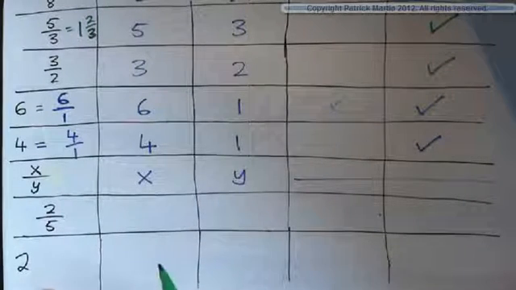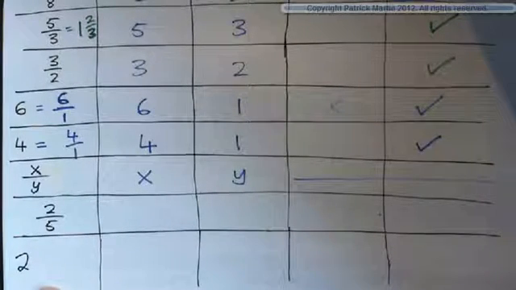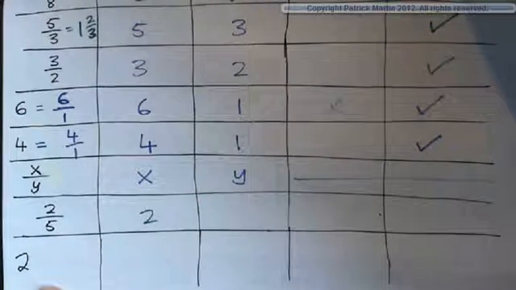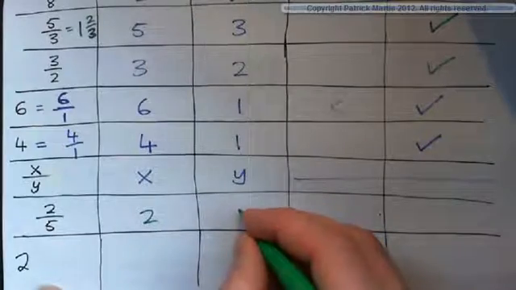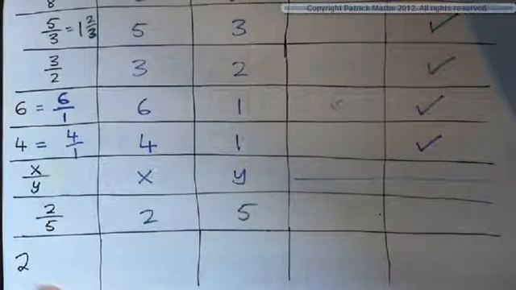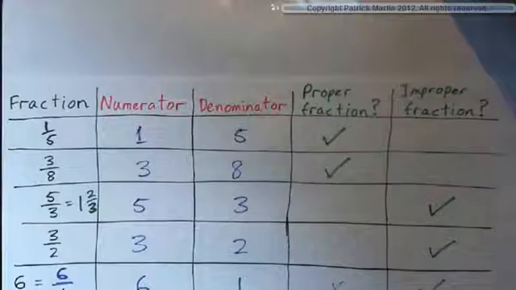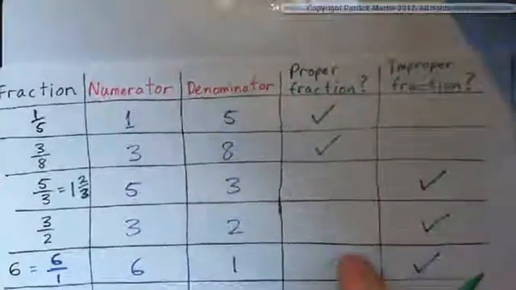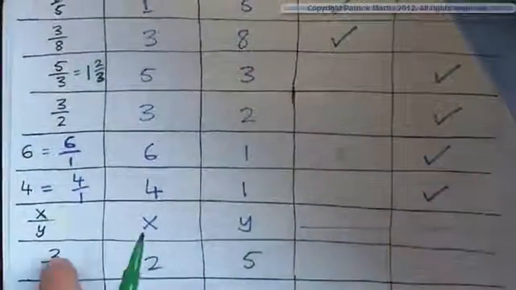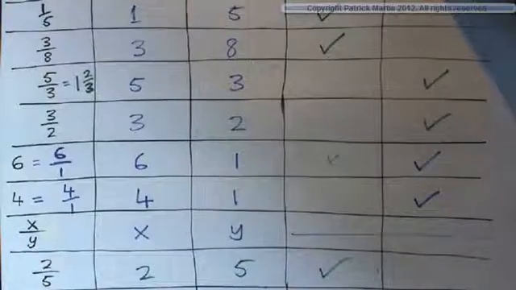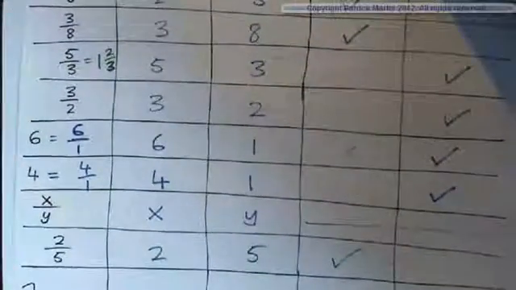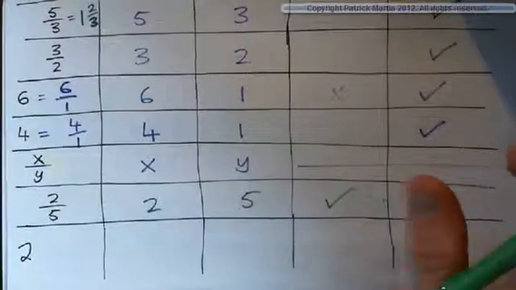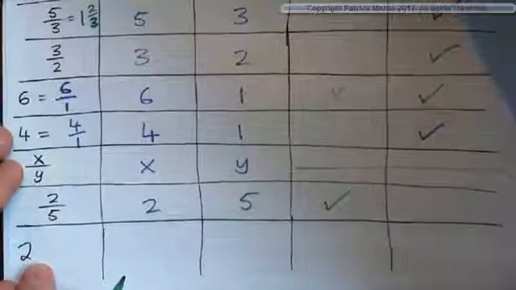Okay, so 2/5. The numerator is 2. The denominator is 5. Is it proper or improper? It is a proper fraction because the top is smaller than the bottom.